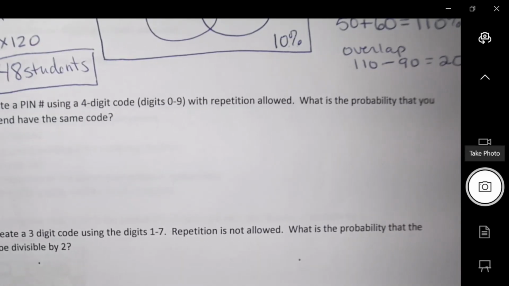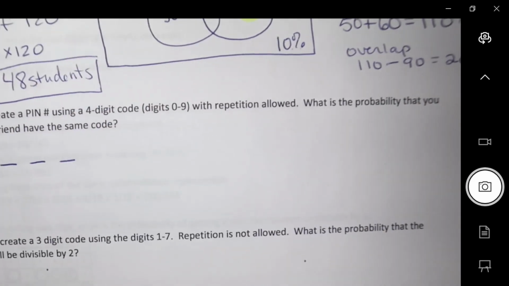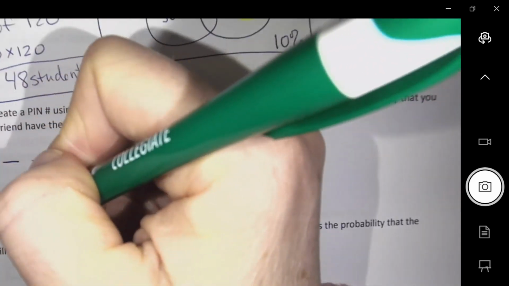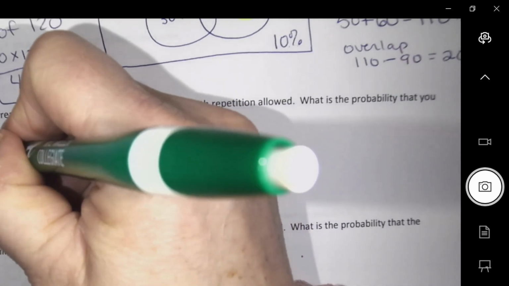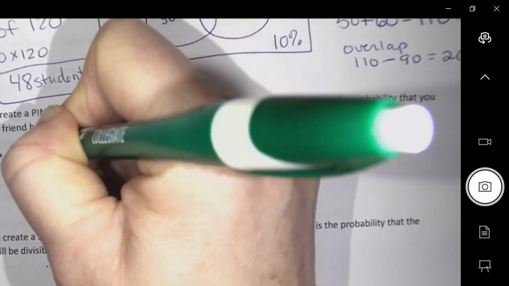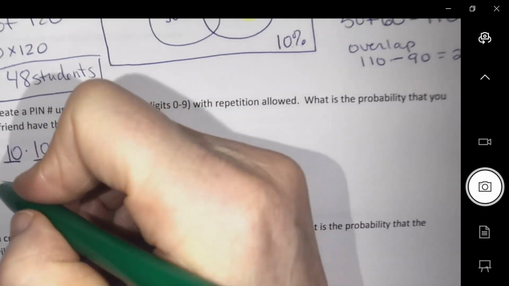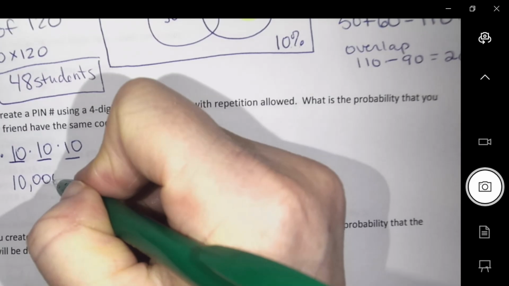Let's find out what the probability was. So creating a PIN number for your bank account, you can use any digit and you can repeat. It's a 4-digit code, and you're allowed to start with 0 on codes, right? So how many possible codes are there for bank account cards? What would you do? We would have 10 digits to pick from. You can repeat. So 10 options, 10 options, 10 options, which is what? 10,000.